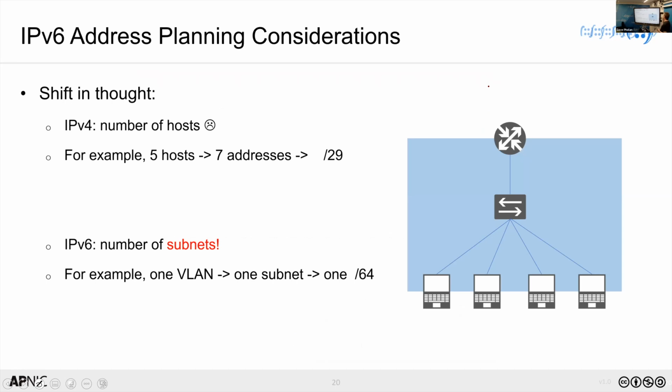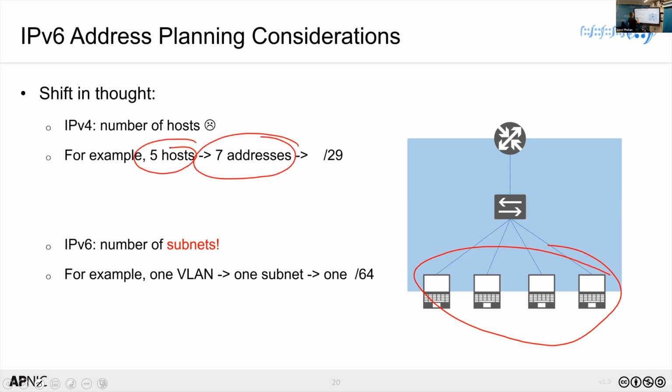So things, and I mentioned this in the last session, you need to change how you think about addressing with IPv6. With IPv4, we're constantly thinking about these guys down here, our hosts. If I have a /29, then I've really only got 7 addresses. I lose an address for network, I lose an address for broadcast. So I've actually only got 5 usable addresses. When we talk about IPv6 and planning for IPv6, we think in subnets or VLANs. So one VLAN is one subnet, which is a /64.